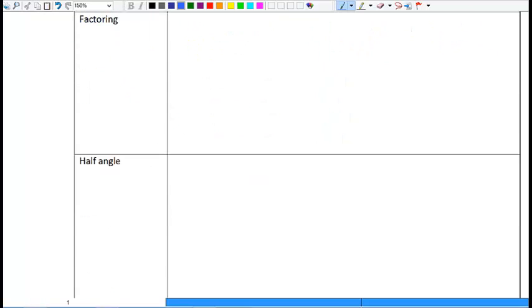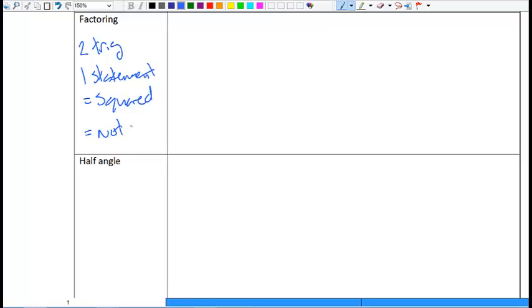Okay, factoring. Factoring examples typically have, and I say typically because there are going to be counterexamples, and I'm sure they're out there, two trig statements of the same variety, so two sine statements or two cosine statements, but one statement is squared, and the other is not squared.